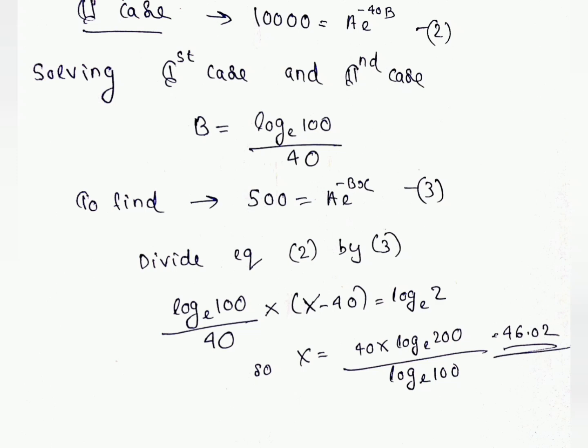First of all, we solve the first and second conditions, and we get b equal to log 100 by 40. Then we can apply any of the two equations; I will be taking equation 2 and the condition to be found, 5,000 equal to a e raised to minus bx. Dividing the two and substituting log 100 by 40 in place of b, and finally solving, we get the value of x as 46.02.